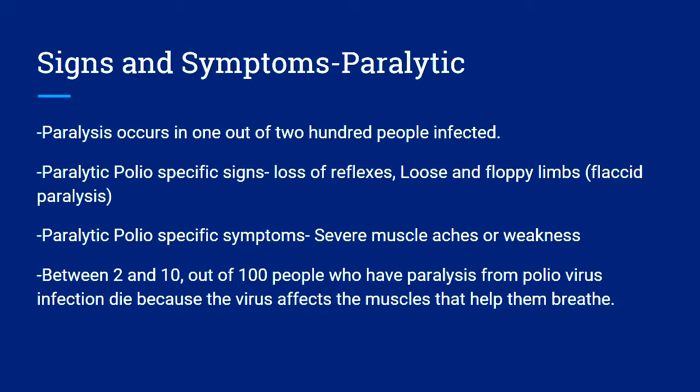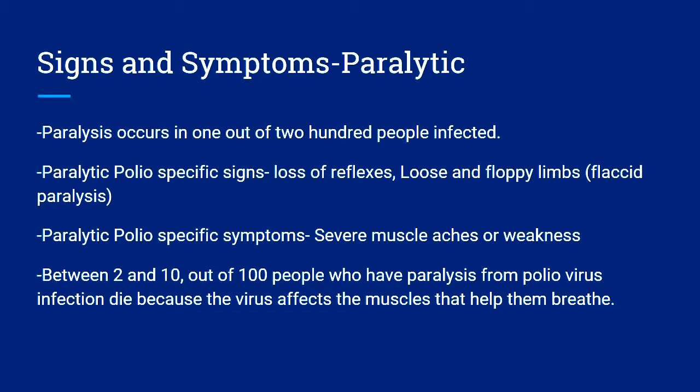Moving on to the signs and symptoms of paralytic polio, paralysis can occur in 1 in 200 people infected. Now, the next signs are specific only to paralytic polio and are separate from non-paralytic. The signs for paralytic polio include a loss of reflexes and loose or floppy limbs. The symptoms specific to paralytic polio are severe muscle aches or weaknesses, as opposed to the non-paralytic version, which is not nearly as severe or incapacitating.